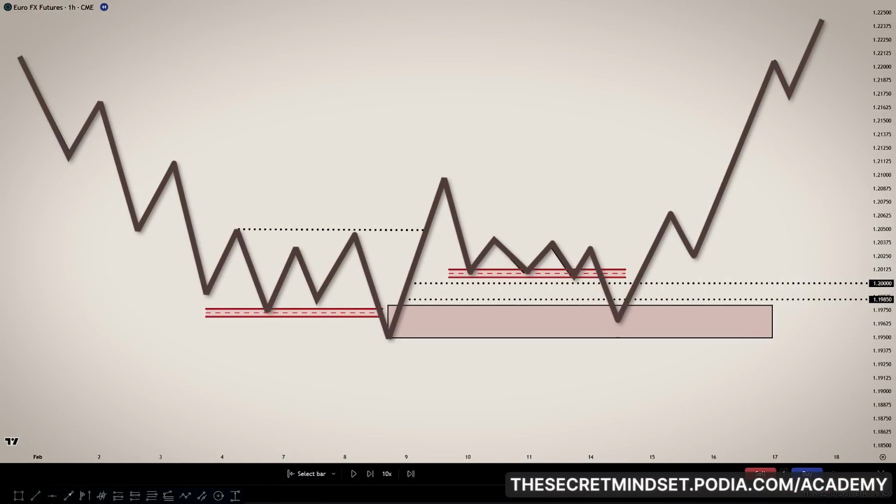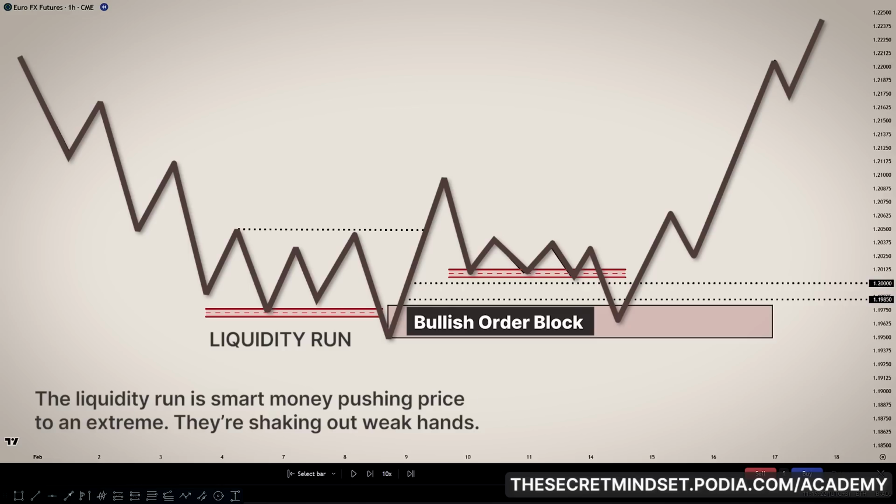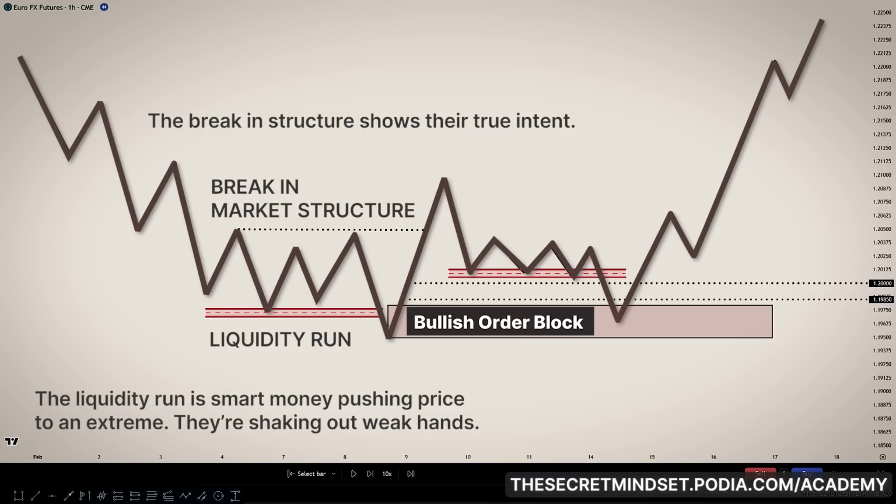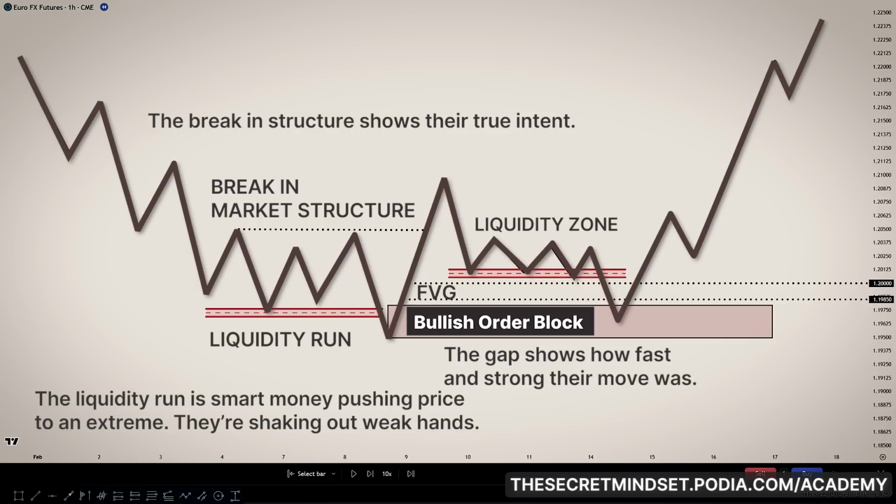The same for a bullish order block. It's all about reading the big player moves. The liquidity run is smart money pushing price to an extreme. They're shaking out weak hands. The break in structure shows their true intent, and the gap shows how fast and strong their move was. These high-quality order blocks are rare. You won't see them every day, but when you do, they're worth paying attention to.